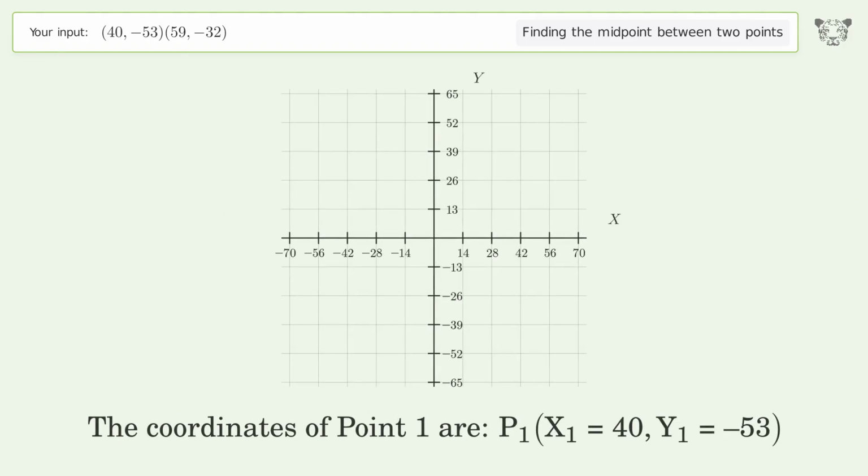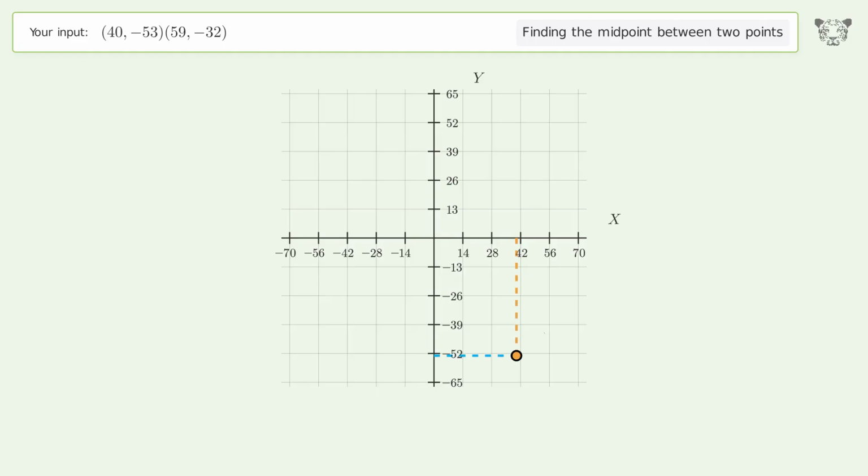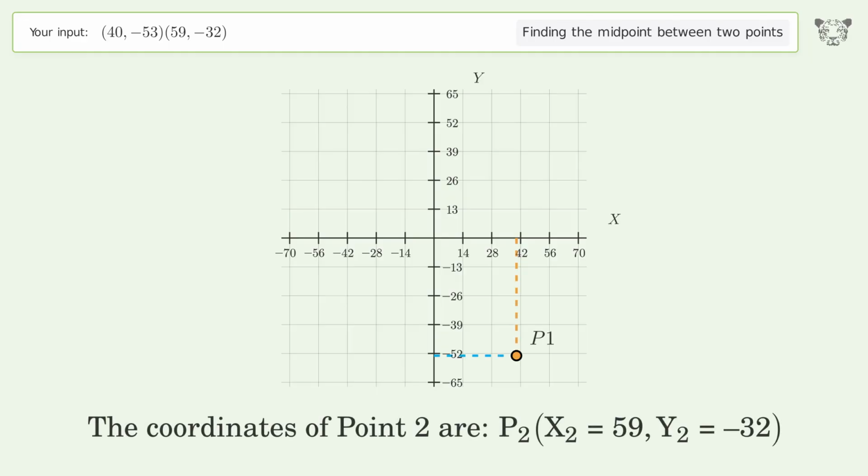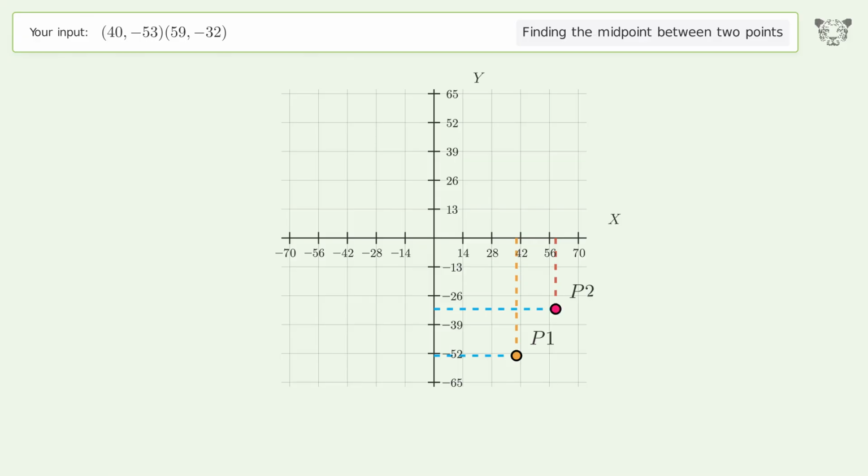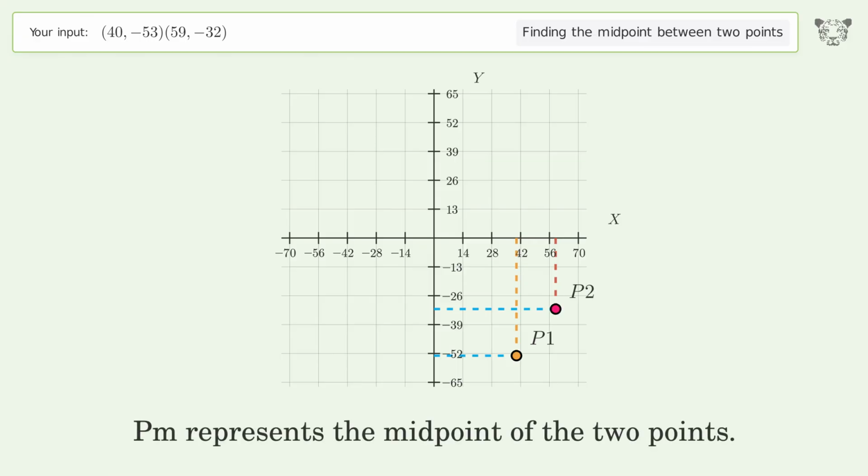The coordinates of point 1 are x1 equals 40, y1 equals negative 53. The coordinates of point 2 are x2 equals 59, y2 equals negative 32. PM represents the midpoint of the 2 points.